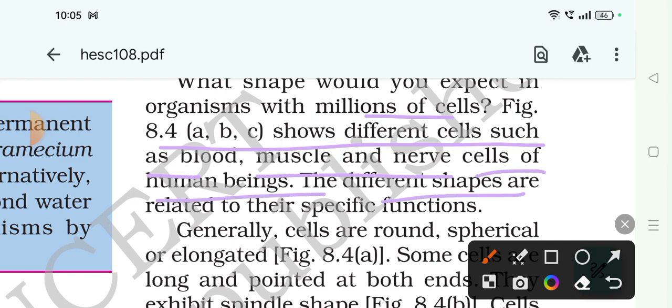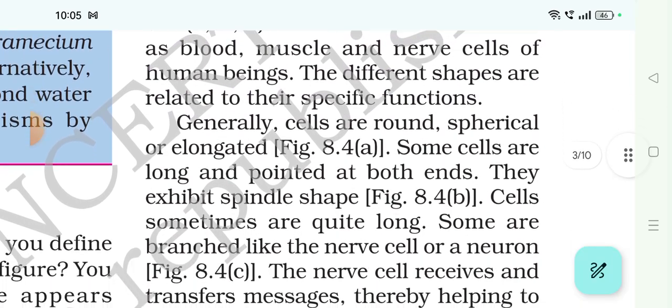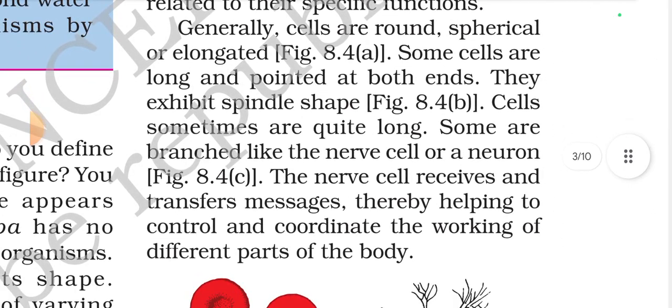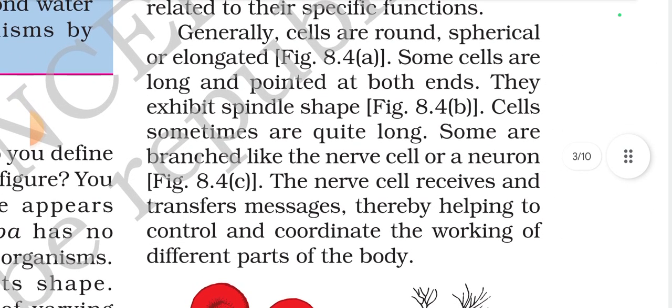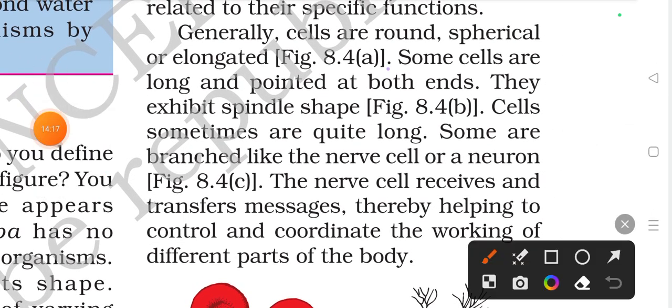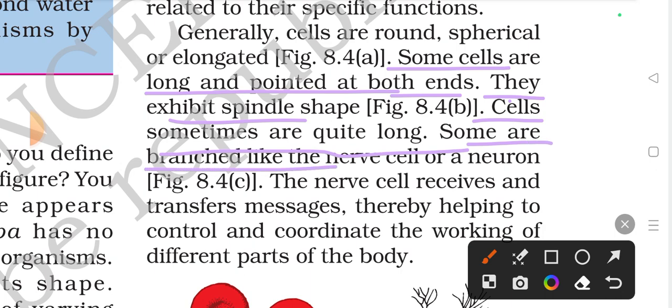Cells of human beings: the different shapes are related to their specific functions. Okay. Generally, cells are round, spherical, or elongated. Some cells are long and pointed at both ends. There are nerve cells. They exhibit spindle shape. Cells sometimes are quite long. Some are branched like a nerve cell or neuron. The nerve cell receives and transfers messages.